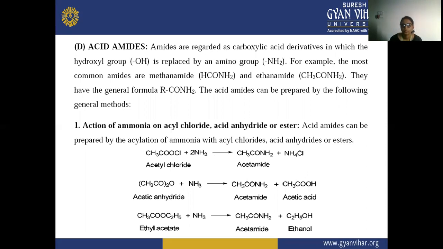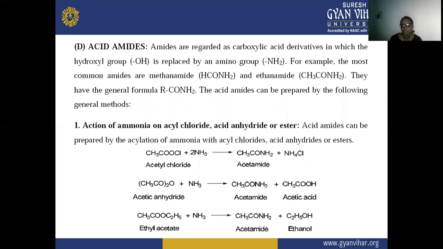Next is acetic anhydride. The acetic anhydride formula is (CH3CO)2O plus ammonia, and there is a formation of acetamide plus acetic acid. As you can see, acetic anhydride has (CH3CO) twice, meaning two molecules. One molecule gets attached to NH2, and one H is taken out, and CH3COOH is formed, which is acetic acid.